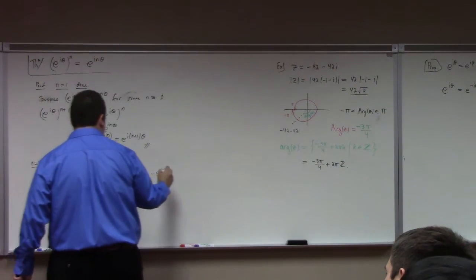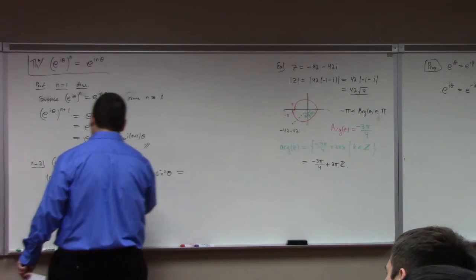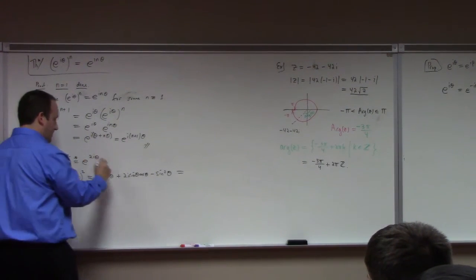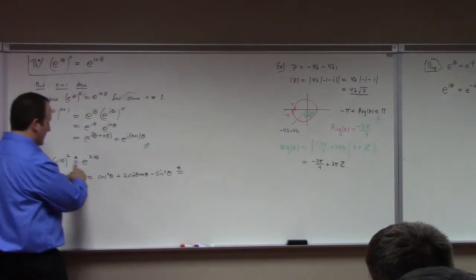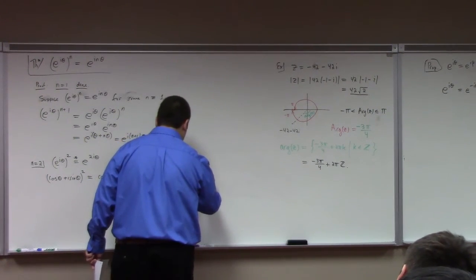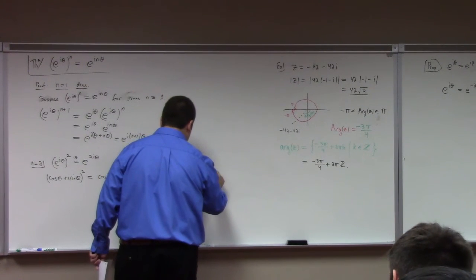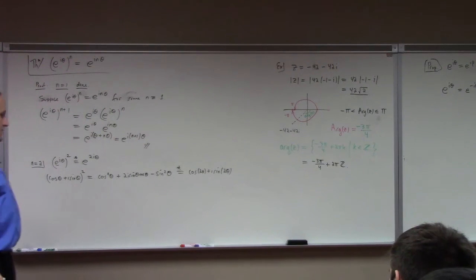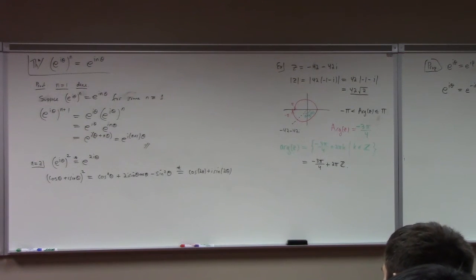But on the flip side, I can expand e to the 2i theta. By definition of the imaginary exponential, e to the 2i theta is cosine 2 theta plus i times the sine of 2 theta. All right, so when are two complex numbers equal? When do we have equality here?